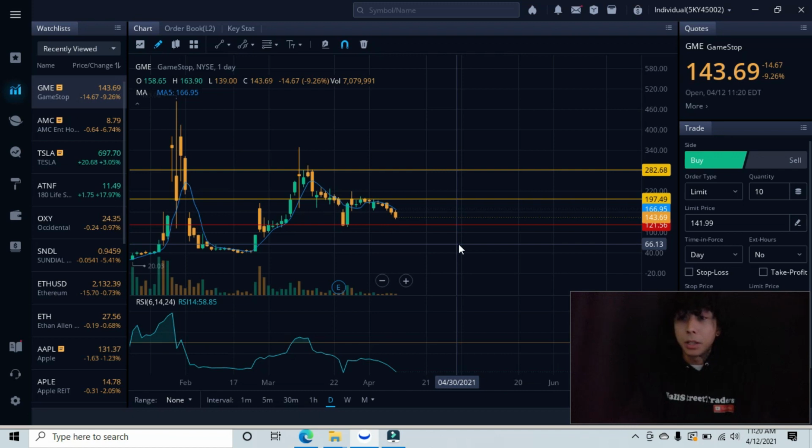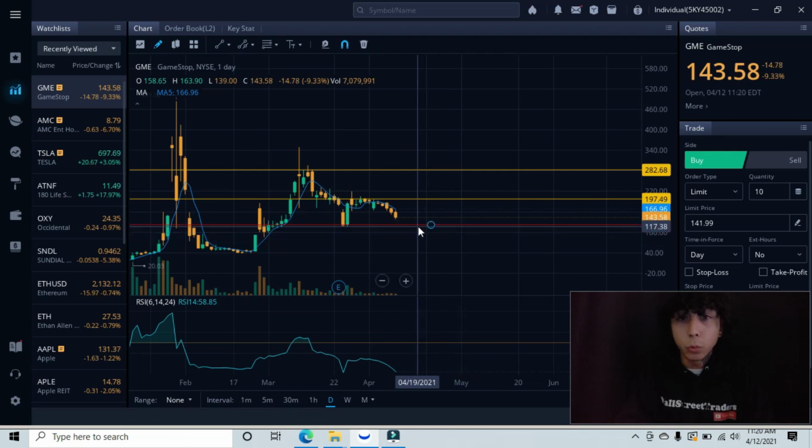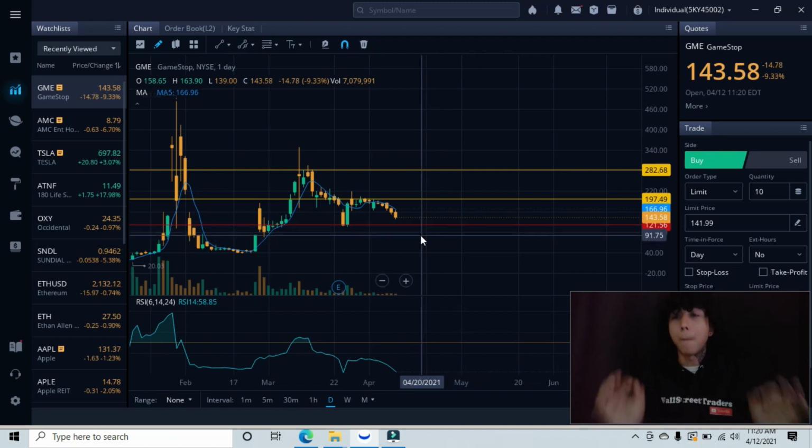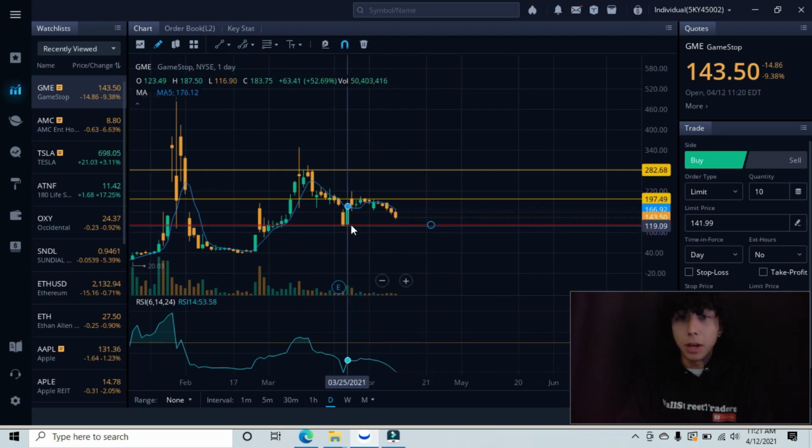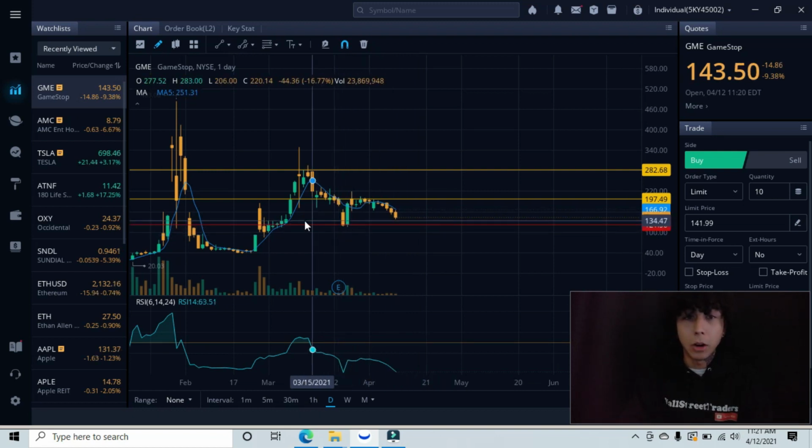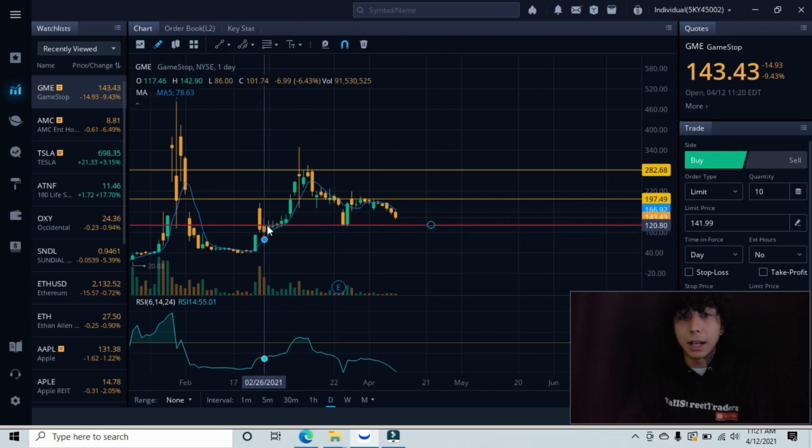So today the market's been open about 2 hours. We're down 9% at 143.69. So this red line right here is representing our major support line that has been tested. If we look left, you guys, we have two candlesticks that have bounced in this area. On the opposite side, we have seen that candlesticks have been consolidating or rejected in this area.